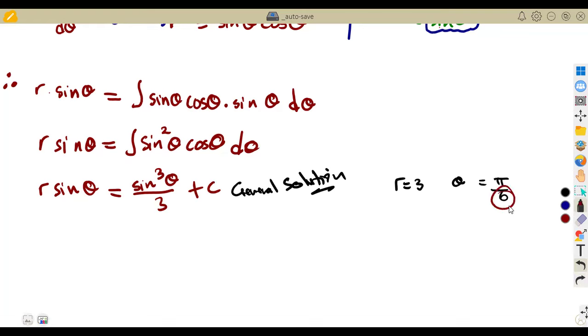The pi over 6 means your calculations are in radians. You calculate in radians when it is like that. So r here is going to be 3, and sine of theta, which is sine pi over 6 here. All right, then we are going to subtract, because we want to find c, remember. So you take this to the other side. And on the calculator, this is how you simplify sine cubed. You write it as sine theta, so it is going to be sine pi over 6 like this. Then you raise the sine of it to the exponent of 3.